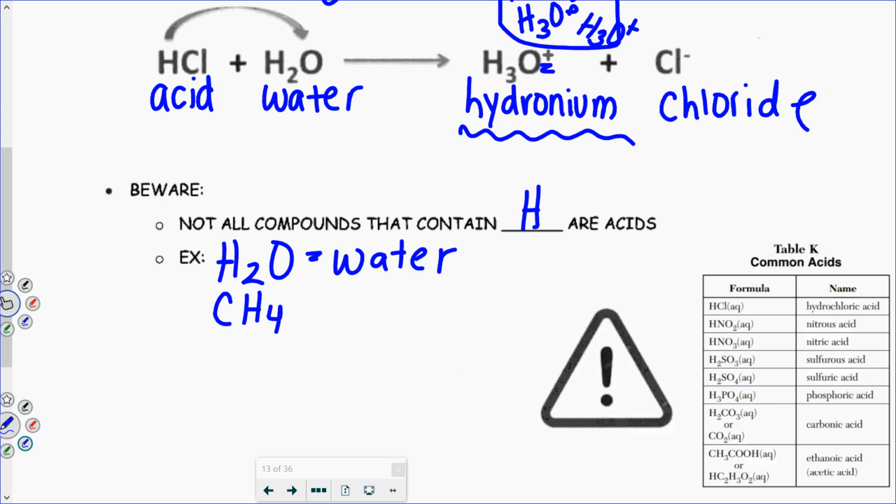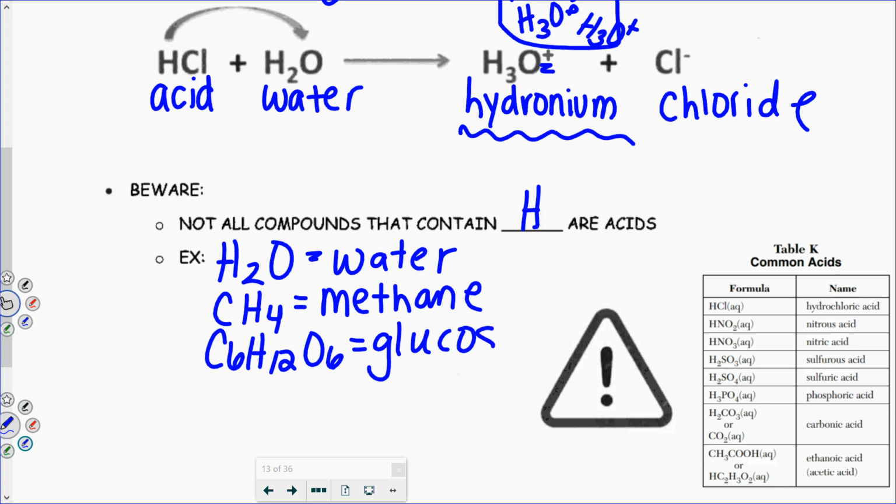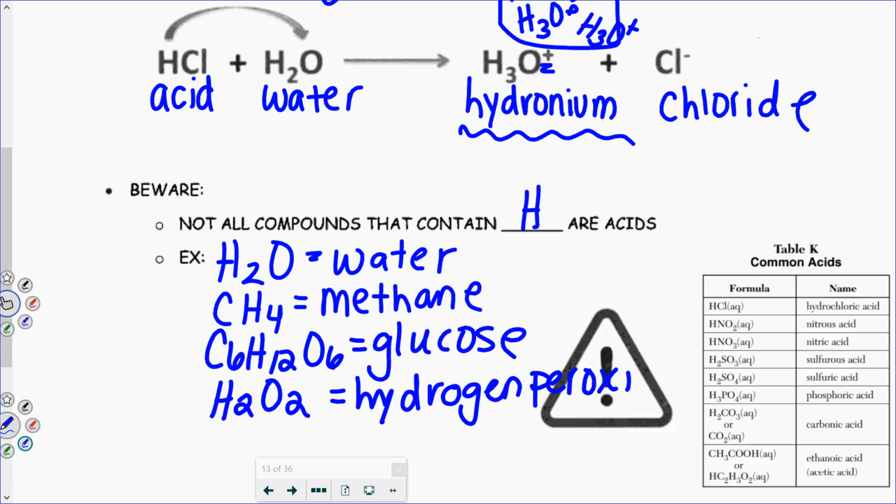CH4, there's a hydrogen in there. But this is an organic compound. Remember, organic compounds contain carbon and hydrogen. This is methane. This is neither an acid or a base. C6H12O6. This is glucose. This is a sugar. Even though it has a hydrogen, that doesn't make it an acid. H2O2. This is hydrogen peroxide. That's what you put on your cuts. It's not an acid either. And NH3. NH3 has a hydrogen, but it is not an acid. It's actually a base. So you kind of have to be careful. Just because you see an H out front doesn't make something an acid.